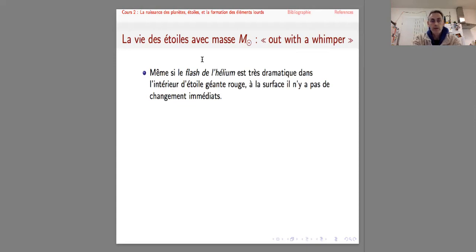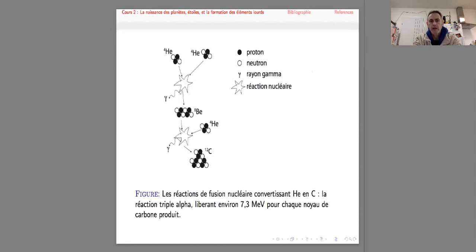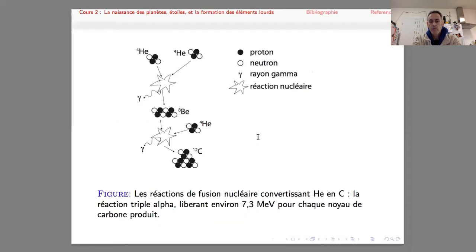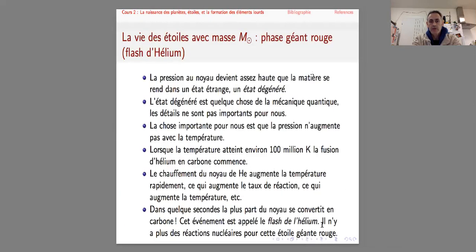So even if the flash of helium, this rapid conversion of helium to carbon, is a very dramatic event in the interior of the red giant star, at the surface, not much happens. I guess I'd like to emphasize just how dramatic this helium flash event is.